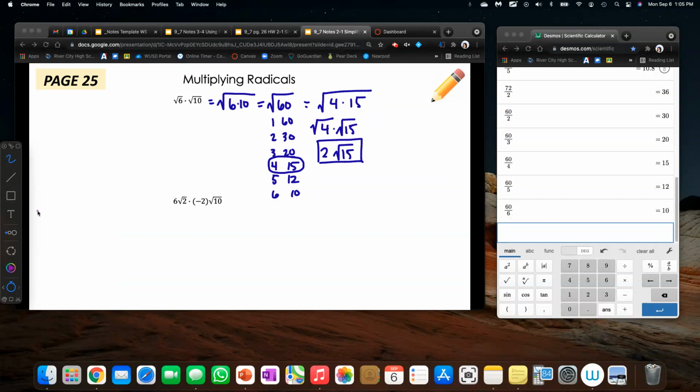All right, looking at the second example, the two numbers on the outside, we can multiply. 6 times negative 2 is negative 12. And then the two numbers on the inside, we can multiply. So 2 times 10 is 20. And then we're going to simplify.